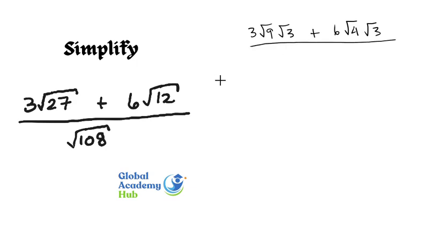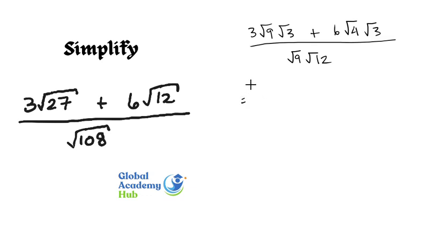And if you look at the denominator, what I'm going to recognize here is that this is the square root of 9 times the square root of 12. Now again, I could have chosen other numbers here, factors of 108, but I chose 9 because that's a perfect square. What do I mean by that?